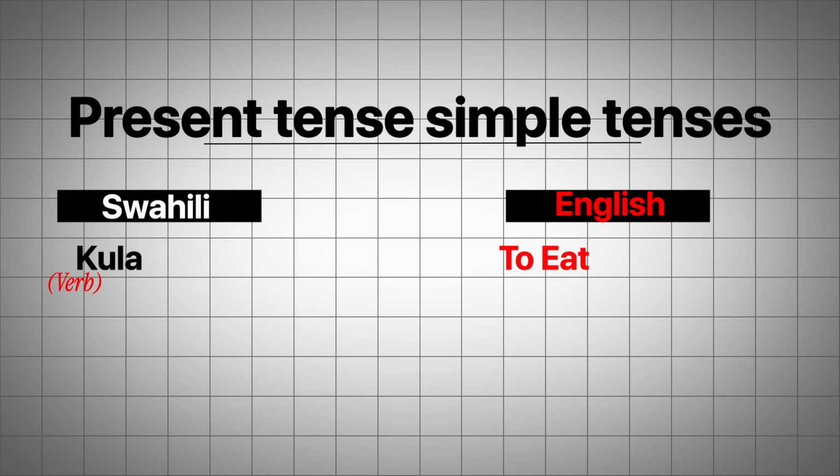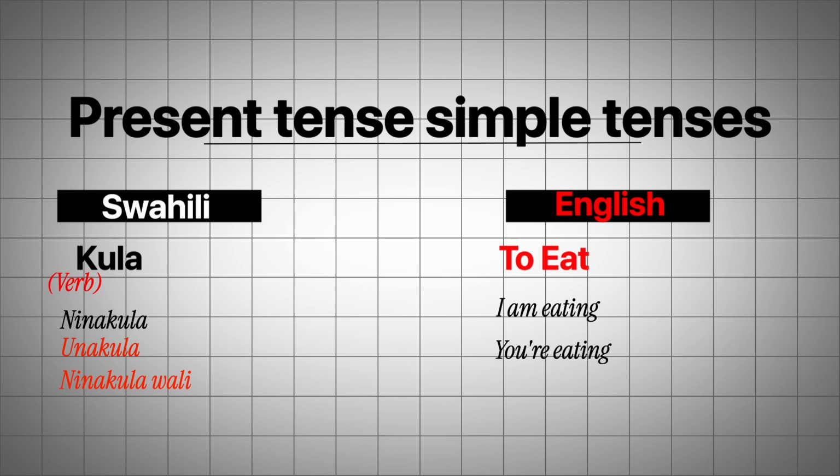Good. So to say, I am eating, you can say, ninakula. Let's say it together. Ninakula. One last time. Ninakula. Excellent. Now let's talk about you. Unakula. This means you're eating. Unakula. Repeat after me. Unakula. One last time. Unakula. Good job.